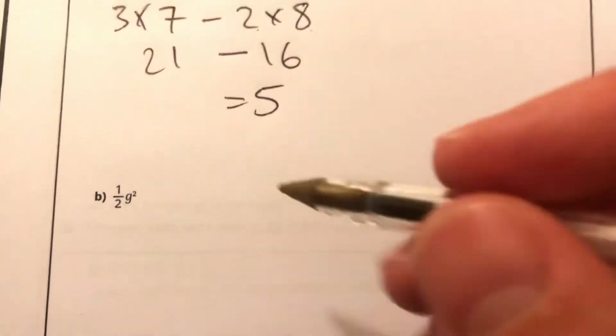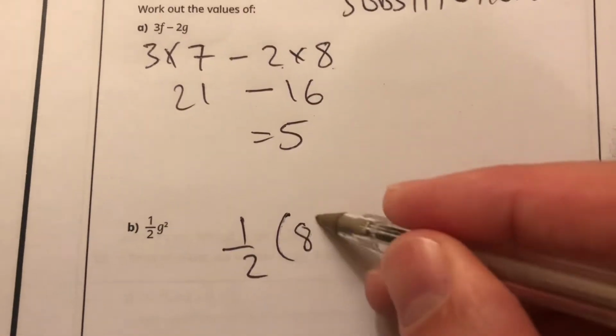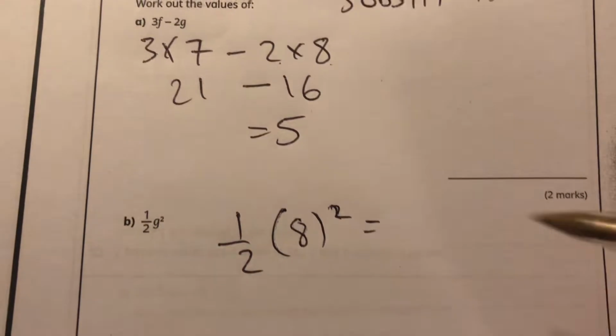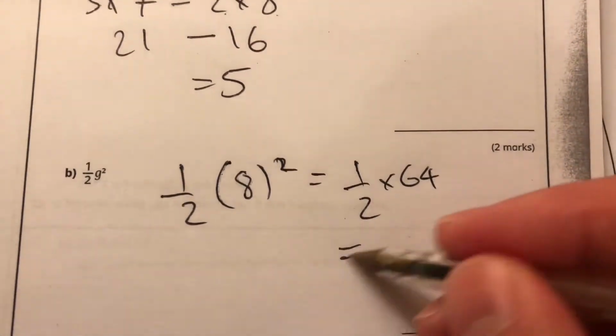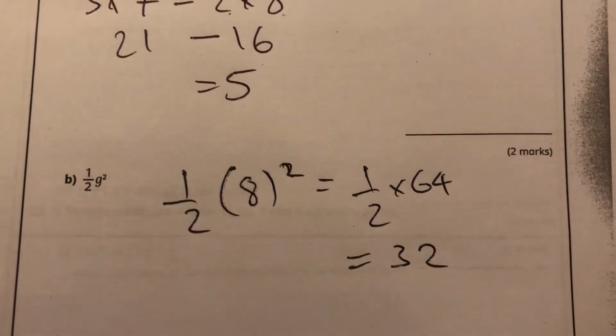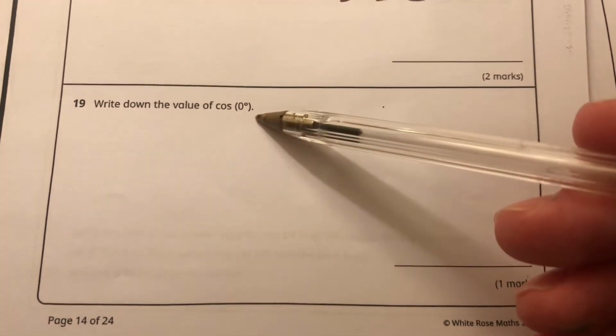And then a half of g squared, so g is 8 again. 8 squared, if you know, is 64. Half of that is 32. Okay, another quick win, 1 mark, cos of 0.